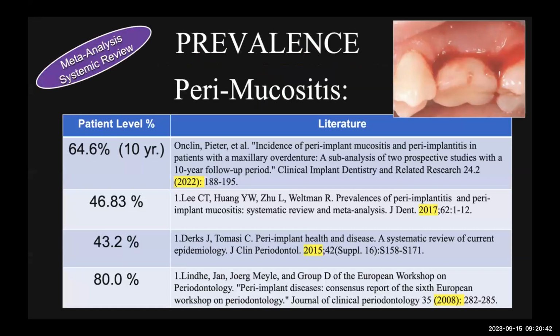So if we look at studies, and I always pull the meta-analyses and the systematic reviews, these are the very good overall reviews of this subject. What is the incidence or the prevalence of perimucositis? Here I've listed 4 of them, probably the best ones out there in the literature: 65%, 47%, 43%, and once even 80% of the prostheses end up with perimucositis, which is very, very high.